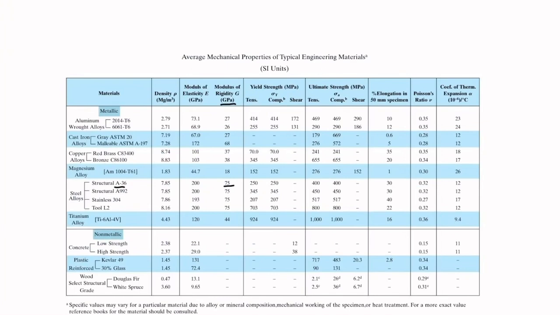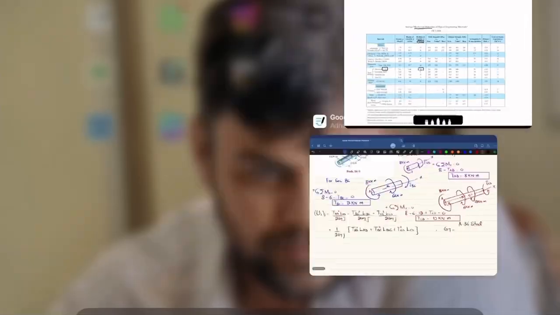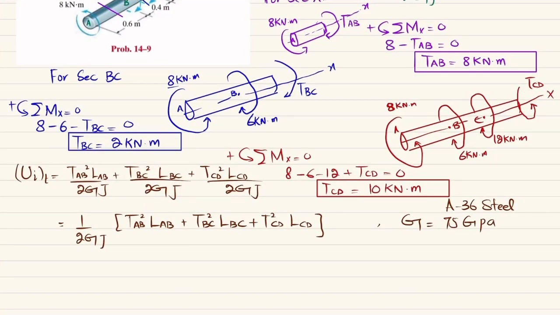So we have to go to the book. At the end of the book, there is a table of mechanical properties, and from here we can see A36 steel, and the value is 75 gigapascal for this G. So I will write down 75 gigapascal, and that is equal to 75 into 10 to the power 9 Pascal.